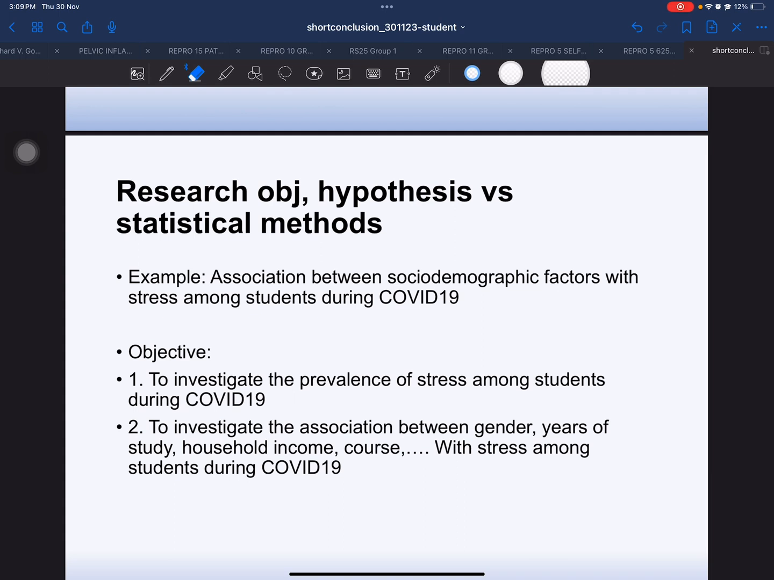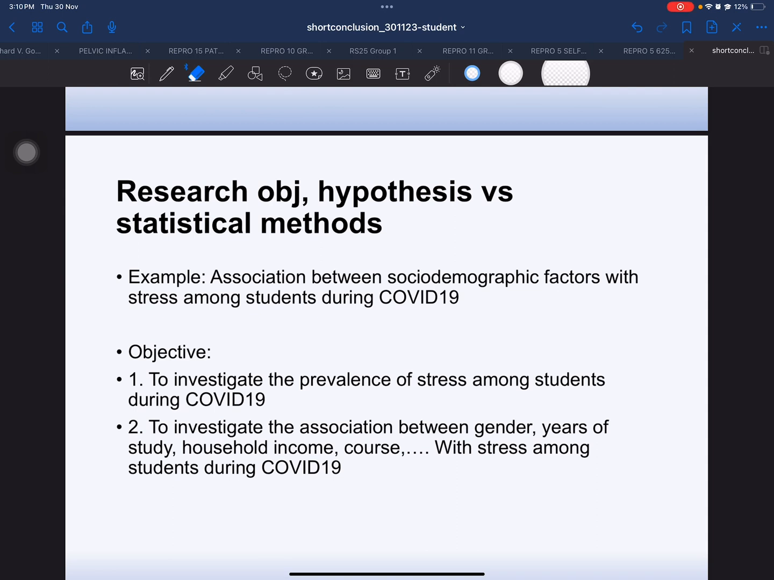For the second one, to investigate the association between gender and stress, years of study and stress, household income and stress. When we say association, for research practice, it is like the association between stress and gender. We are asking whether females have a higher percentage of stress than males. We are interested to know this kind of question.